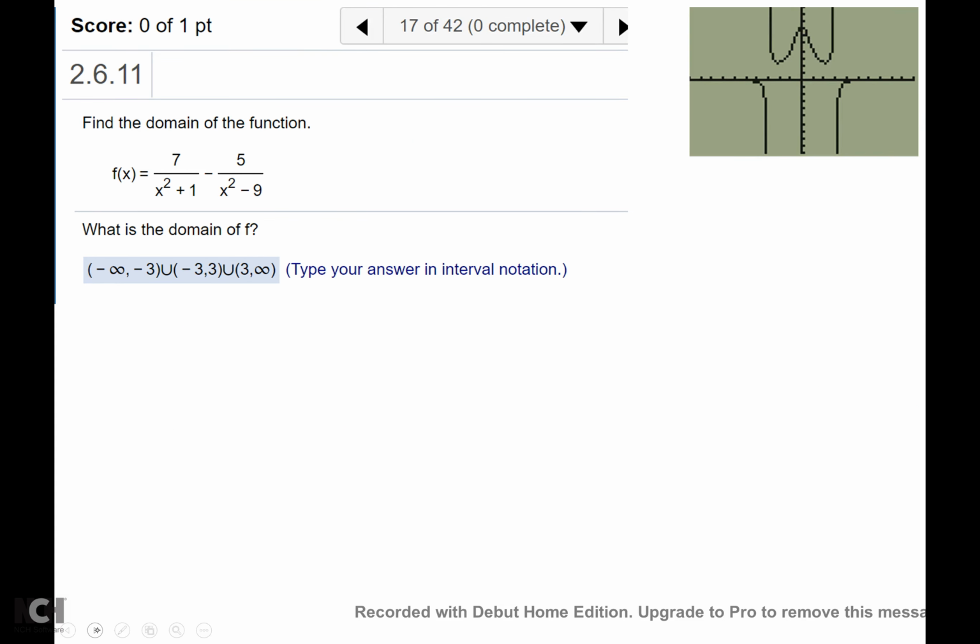Okay? All right, find the domain of this function. Again, you can see your gaps here and your gaps here. But still, you have to say all Mr. Denominators can never equal 0. So I have to say x squared plus 1 can never equal 0, and x squared minus 9 can never equal 0.